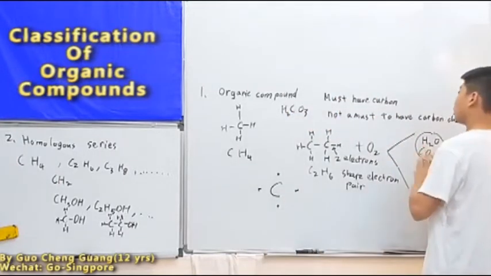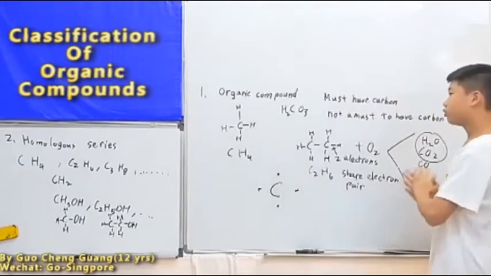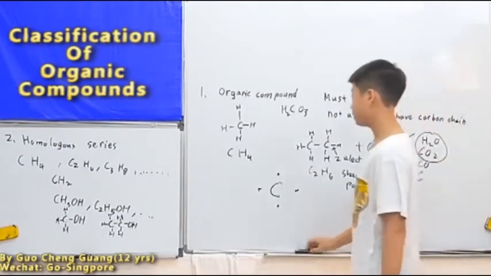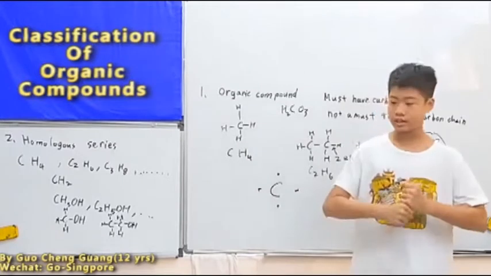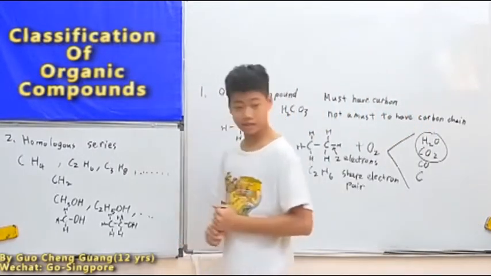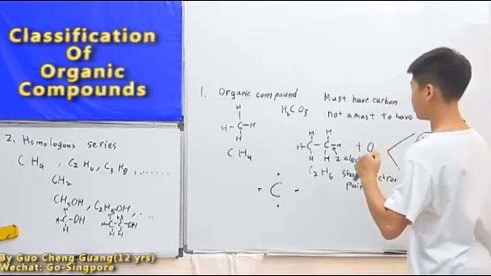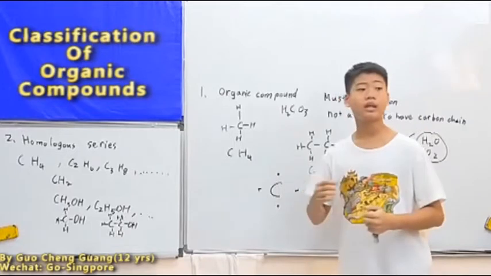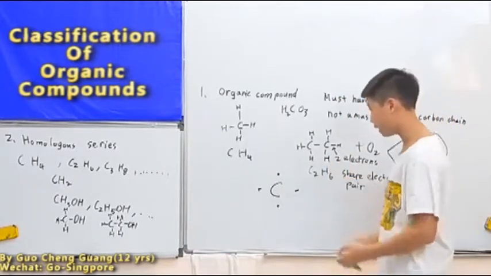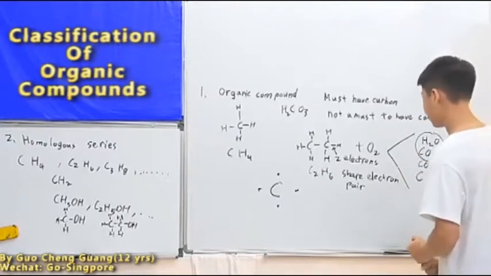We're starting this course, and this is organic chemistry. For this term, we already have one lesson. In that first lesson, we covered organic compounds and homologous series. This first part is about the classification of organic compounds. Let me briefly say again about these organic compounds.